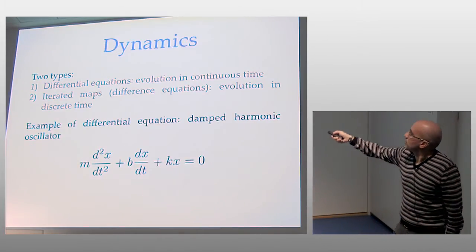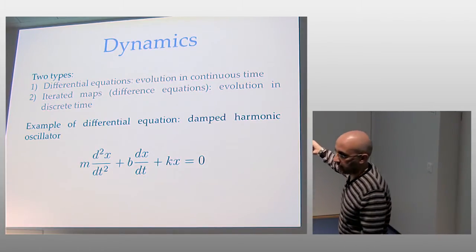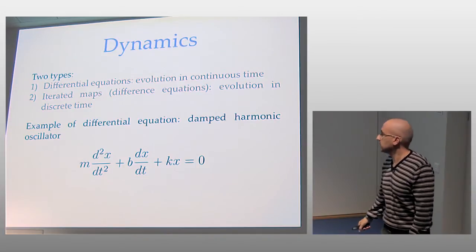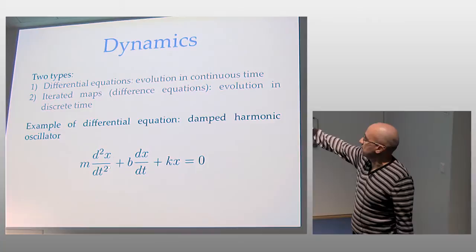This is a classic equation, right? This is the damped harmonic oscillator. Damped is not a bad word. Damped harmonic oscillator. So, of course, being a dynamic equation, it has to be second order.